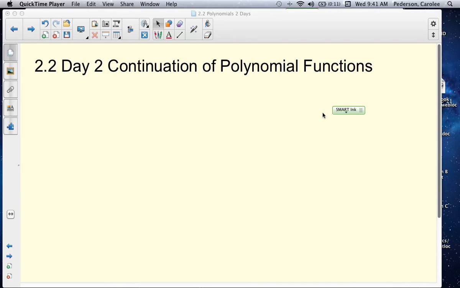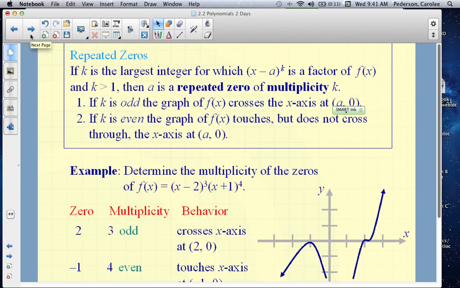This is 2.2, day 2, part 1. Yesterday we focused on the zeros of the function and finding the end behavior. Remember, the x-intercepts are the zeros of the function. This first slide, there's just a couple things that I want you to write down.